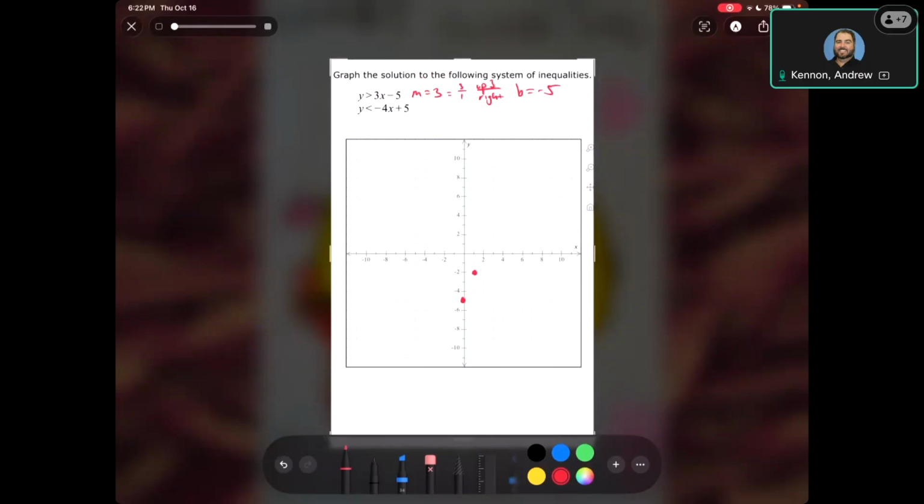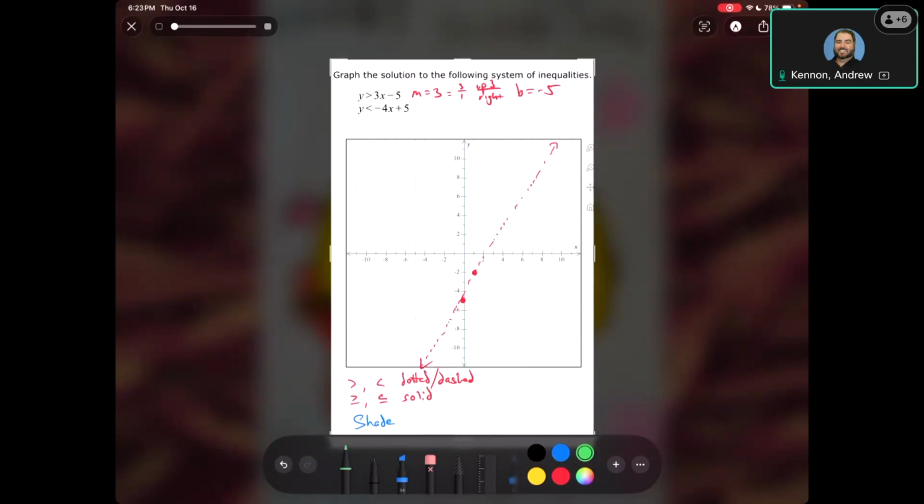Now, the rule on this one is with inequalities, if it's greater than or less than, you do a dotted or dashed line. So my line is actually going to be like this because it is just greater than. And then the other rule, I'll go ahead and write this. If it's less than or equal to or greater than or equal to, you do a solid line. Then the other rule is you have to shade one side or the other.